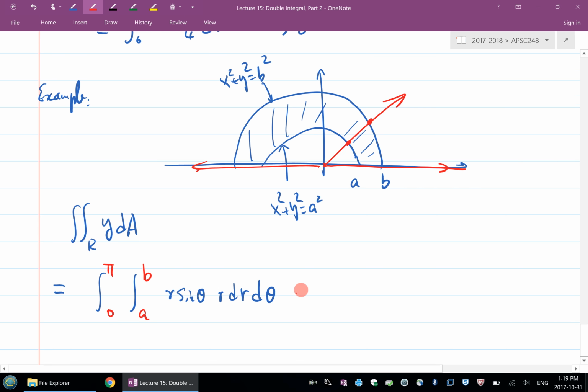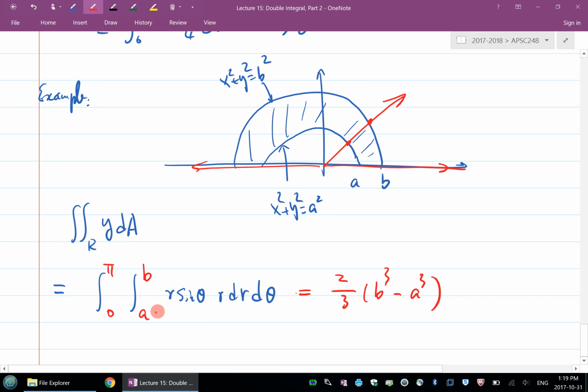So finally, you can do the evaluation, and this is still quite an easy evaluation. You will end up with this number. So try this yourself. And you can also try to do this question using Cartesian, see how difficult it is.